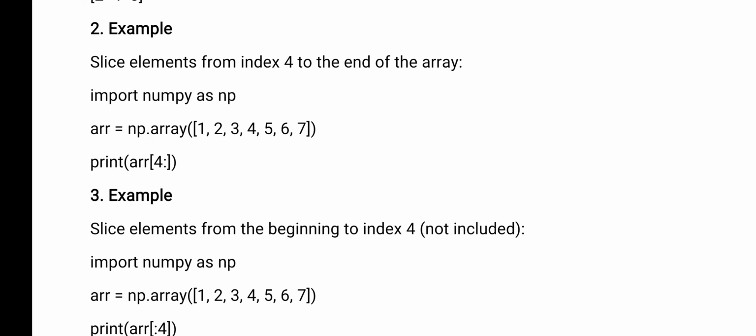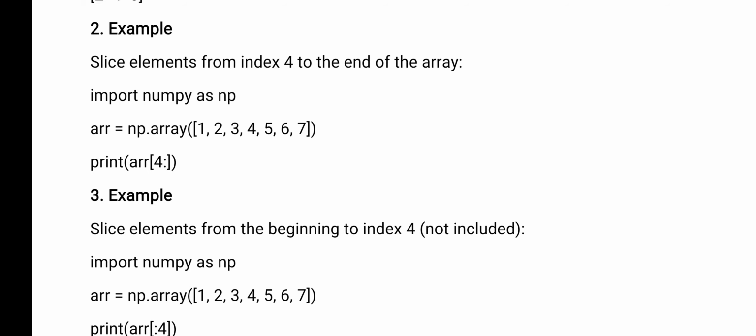You see, slice elements from index 4 to the end of the array. import numpy as np. Okay, right, I am importing the numpy package. Now what is the name of the array? arr equals np.array. Here array is an object. Now total how many elements are there? 1, 2, 3, 4, 5, 6, 7. print(arr). I am extracting elements from 4 to the end because I am not giving the end.